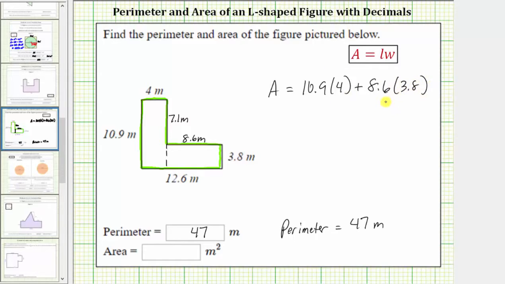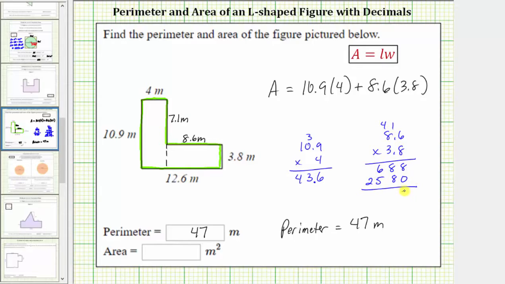And now we need to determine these two products and then the sum. This product must contain one decimal place. The product is 43.6. Next we have 8.6 times 3.8. This product must contain two decimal places. The product is 32.68. The area of the L-shaped polygon is equal to 43.6 square meters plus 32.68 square meters.